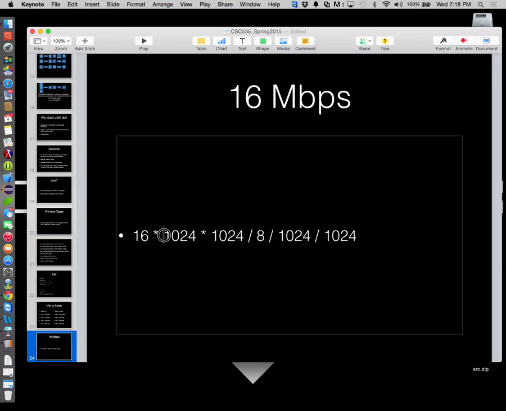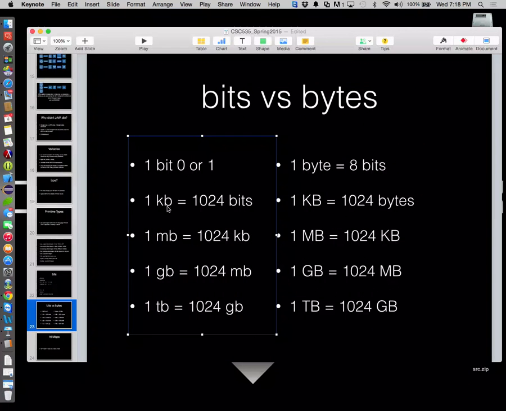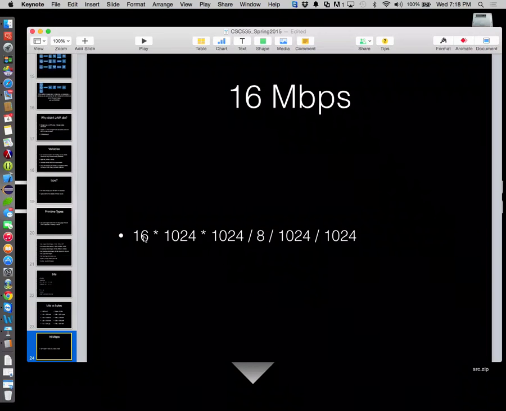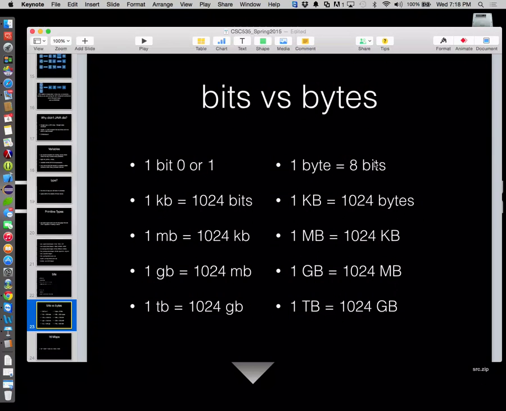By multiplying that by 1024, I get to kilobits per second. That's from this chart here. I went from megabits, right here, to kilobits. Then I multiply by another 1024 to get to bits. So I multiplied it once to kilobits, and again to get to bits. Then I divided it by 8 to get over to the byte column. Then I divided by 1024 to get to kilobytes. Then I divided by 1024 to get to megabytes.